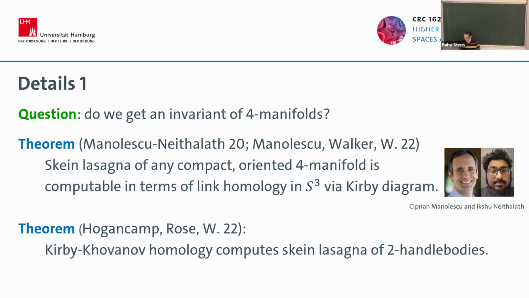So in this sense, this Kirby colored Khovanov homology, this filtered colimit that I had on the previous slide, computes these skein lasagna modules of two-handle bodies. So yes, this gives an invariant, but surprise, it's an invariant of four-manifolds, not of three-manifolds.